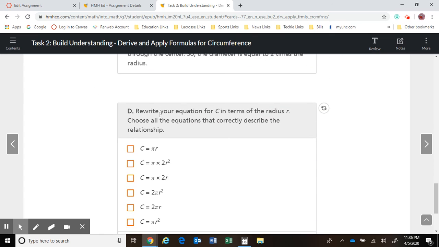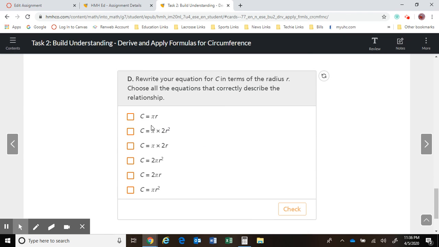All right. So there's another way we can write this. Rewrite your equation in terms of circumference for the radius. Choose all the equations that correctly describe the relationship. So circumference, is that pi times radius? No. Is that pi times 2 times radius squared? No. Is that pi times 2 times radius? Yes, because diameter is twice the radius. And you see a squared here, so that's not it either.